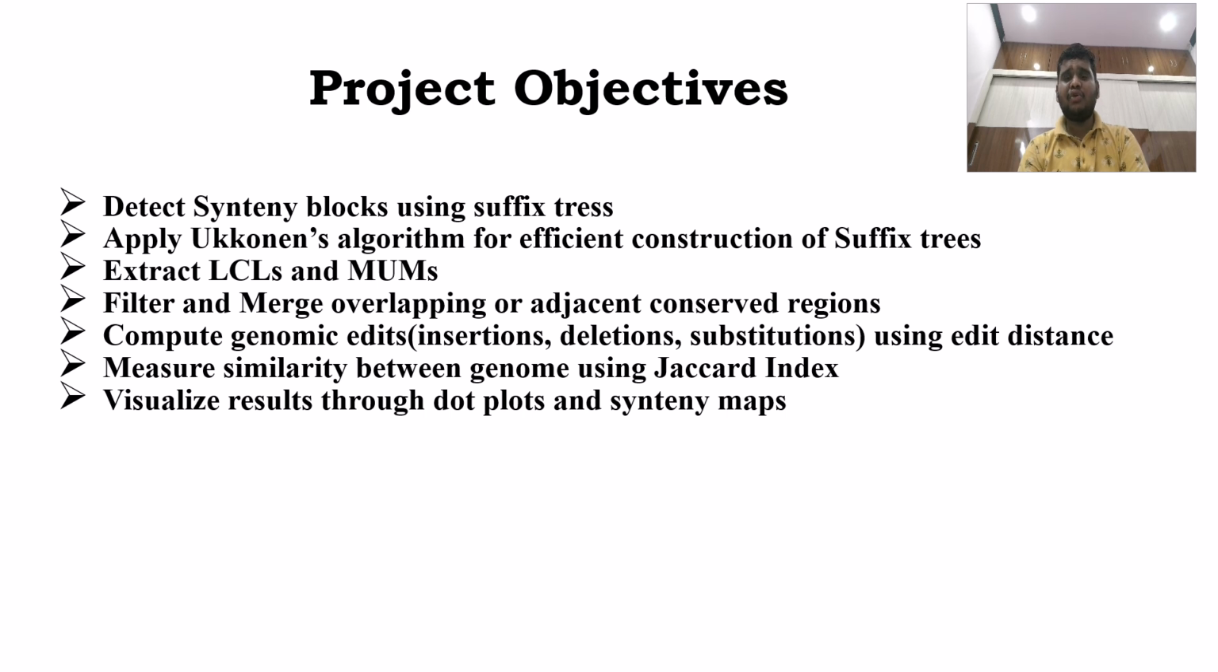We are going to calculate this with the help of Levenshtein distance, and after that, we are also going to tell how much similarity there is between those two given genomes using Jaccard index, and after that we are going to visualize using dot plot and synteny maps.